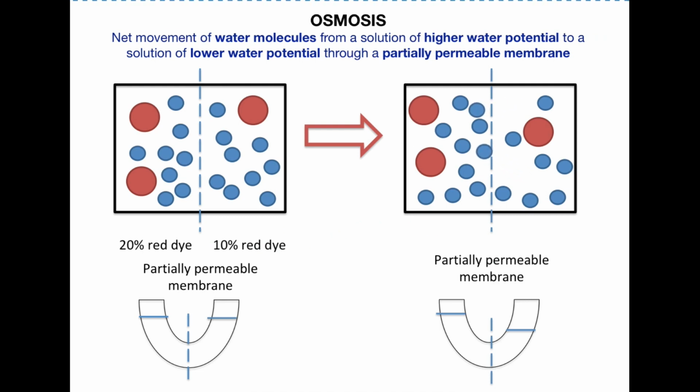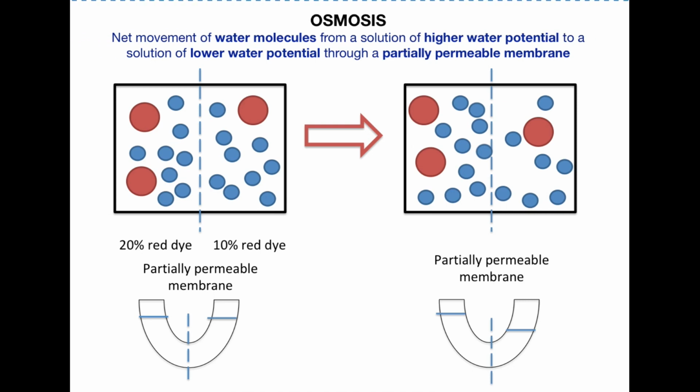Water molecules will move from a region with higher water potential, like the 10% red dye solution, to a region with lower water potential, like the 20% red dye solution. However, in this case, red dye particles do not move. Only the blue water molecules will move. This will eventually take place until both regions have the same water potential.